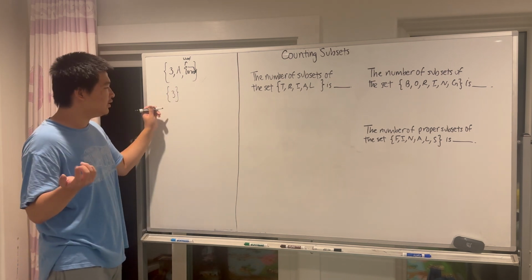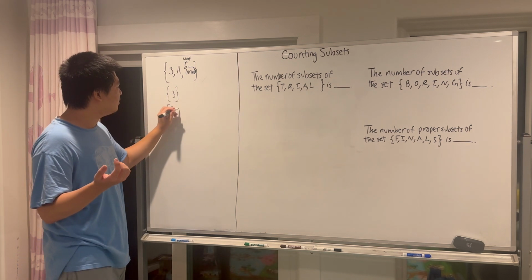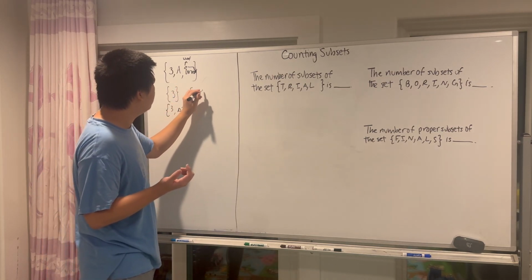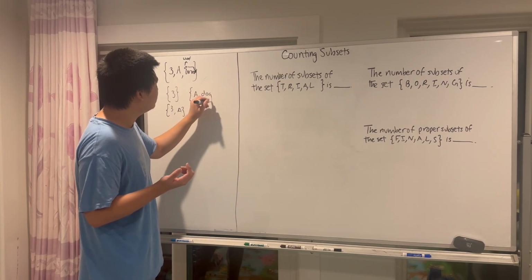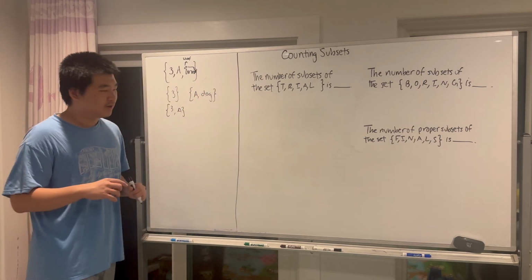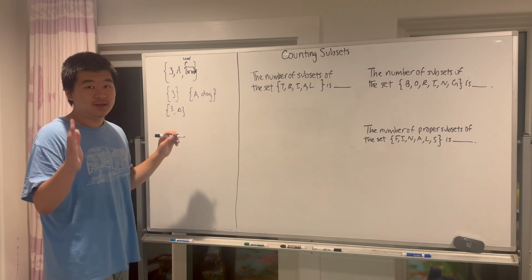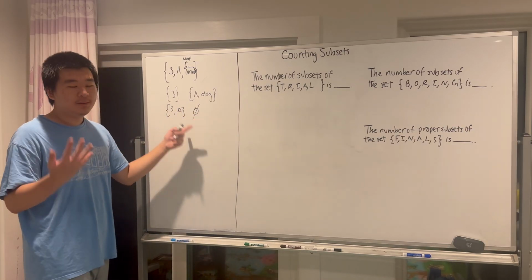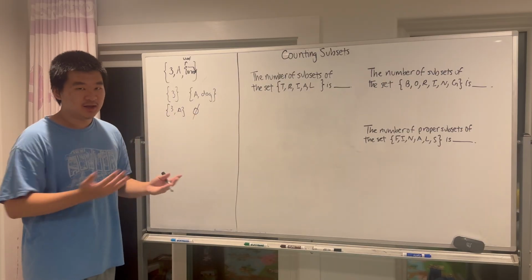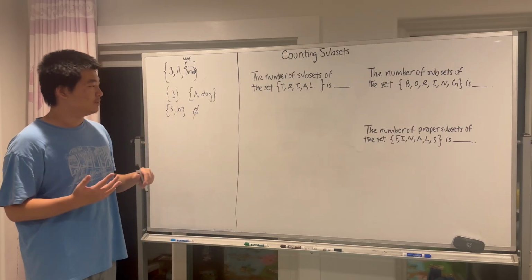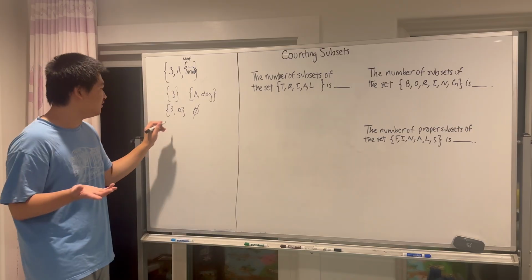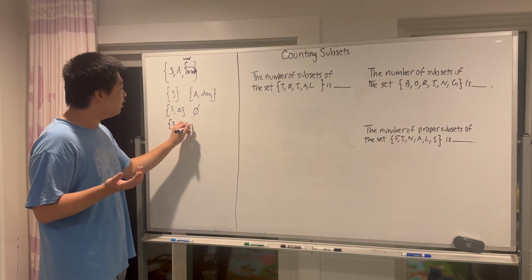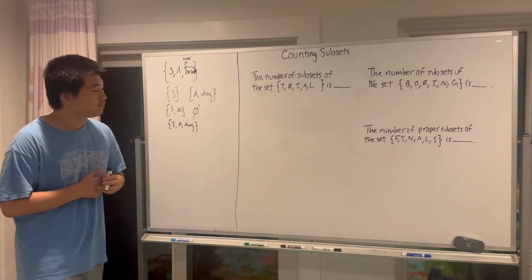So here we have 3 as a subset. We could have 3, comma A as a subset. We could have A, comma dog as another subset. We could also have nothing as a subset. For example, we could have the empty set, this set that literally contains nothing, that is also a valid subset, and we could also have the entire set as a subset. All of these are valid subsets of our original set.